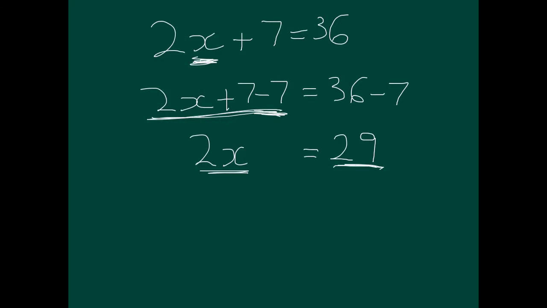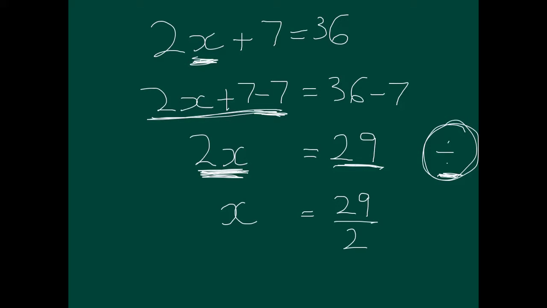Now I've got 2 lots of x, but I only want to have 1 lot. So I divide both sides by 2. Here we've got 2 times. The opposite of times is divide. So that's why I choose to divide. Every time I'm doing the opposite step. So now I have x is equal to 29 divided by 2, which is 14.5.